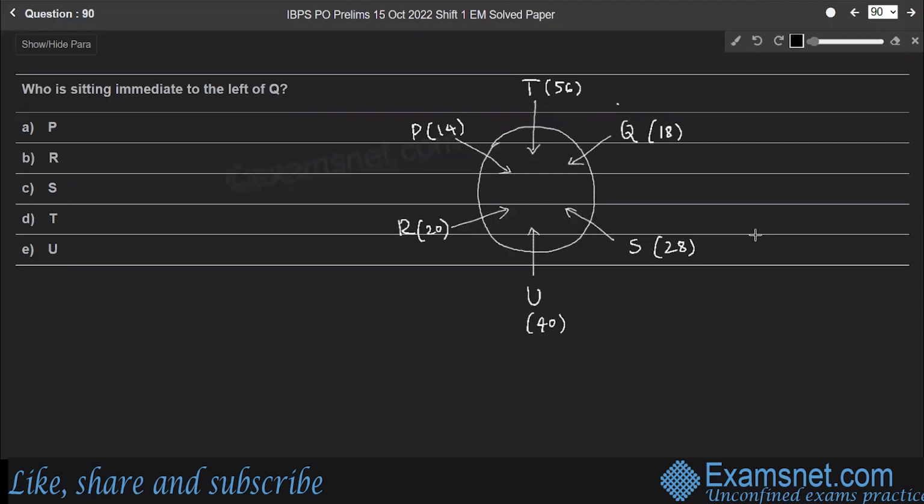Question 90. Who is sitting immediate to the left of Q? To the left of Q means in the clockwise direction. So S is sitting immediate to the left of Q. Therefore, option C is the right answer.